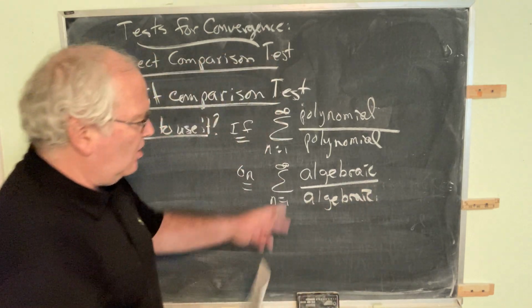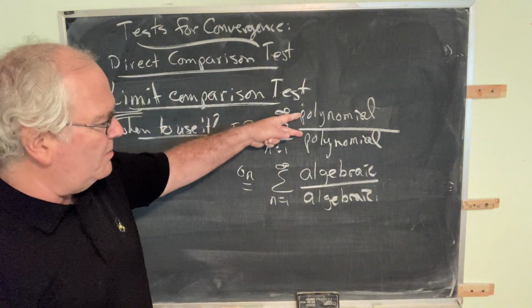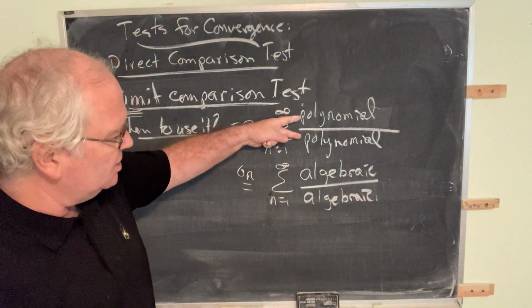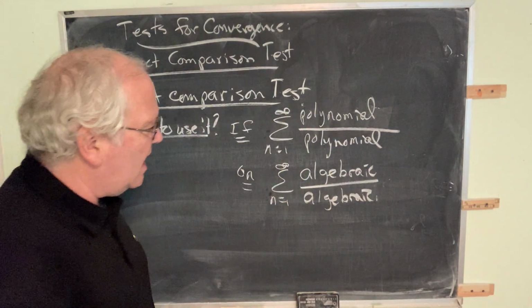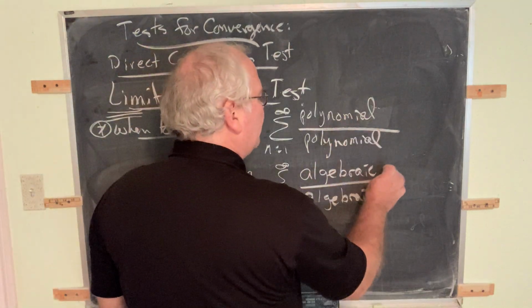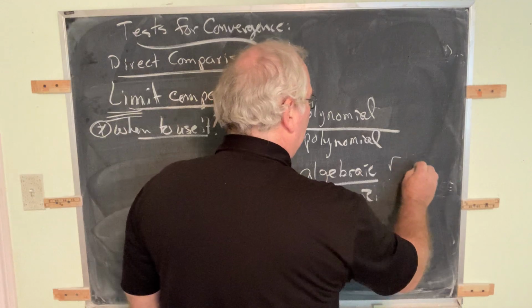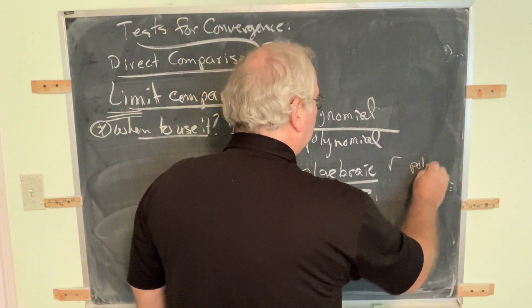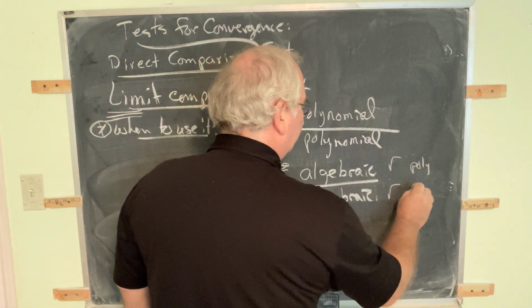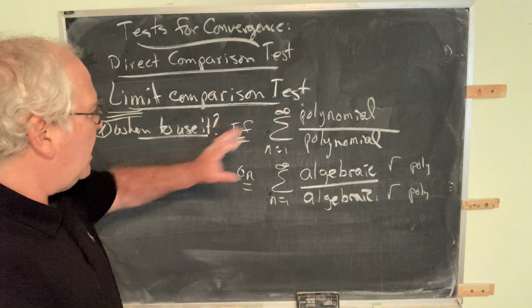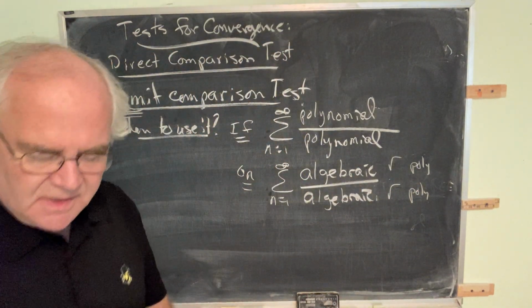Actually, this is a little bit more general. Polynomial over polynomial is a subcategory of this, but I wanted to mention this. This is what occurs most often. This occurs at times. So this is a polynomial. This might involve square roots, or this might involve polynomials. So any mix of those would be a case where you could use the limit comparison test.